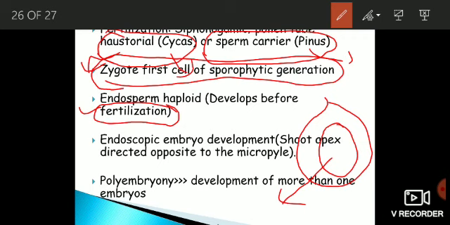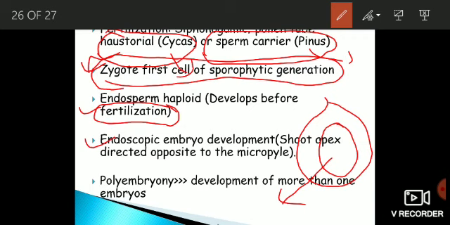Remember, son, the endosperm of gymnosperms, which is the food for the embryo, is haploid, and that endosperm is formed before fertilization. However, in case of angiosperms, the endosperm is usually triploid, and that endosperm formation takes place after fertilization.